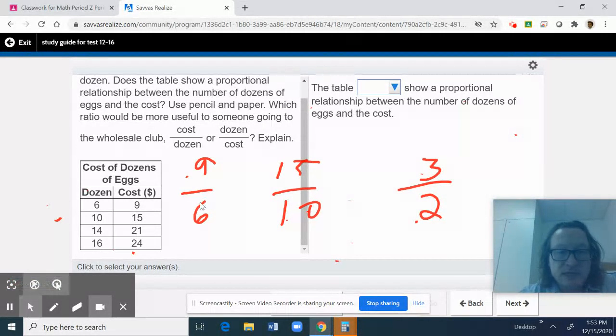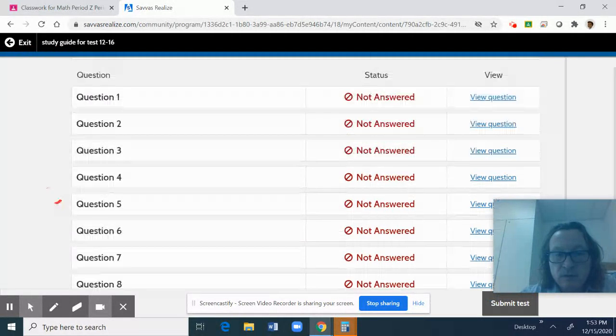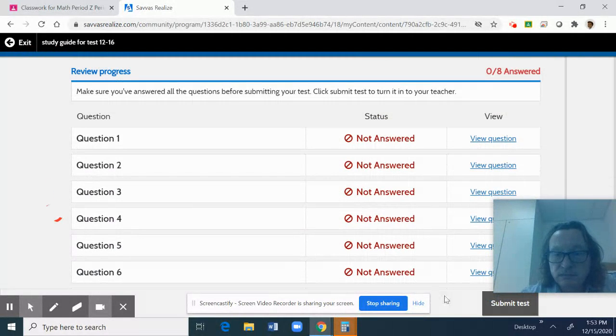Just make sure we can see that we get the same answer, and these are proportional since the ratios are the same. So that's it. There's 8 questions. Try to run through this. I hope this helps, and we will discuss more of this tomorrow, and we will be taking the test on this either tomorrow or on Friday.